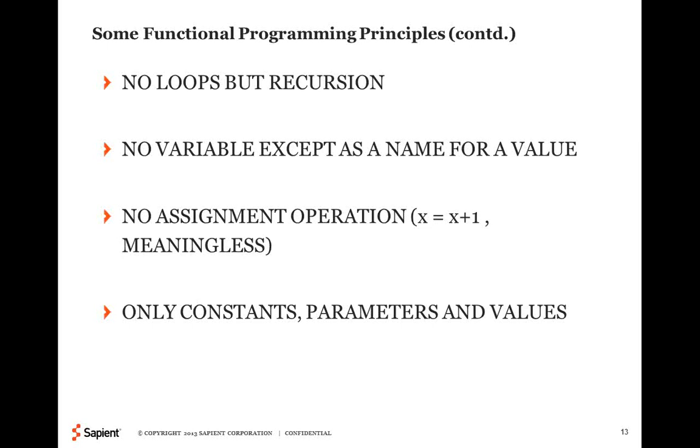Okay, great. Some more theoretical concepts on it. No loops but recursion. No variables except as names for values. So we just don't have something like x equals x plus 1. My next point is that we don't have these kinds of mutations in our code, x equals x plus 3 or x plus plus. By principle, functional programming doesn't have anything like this. Only constant parameters and values. That's all we deal with.